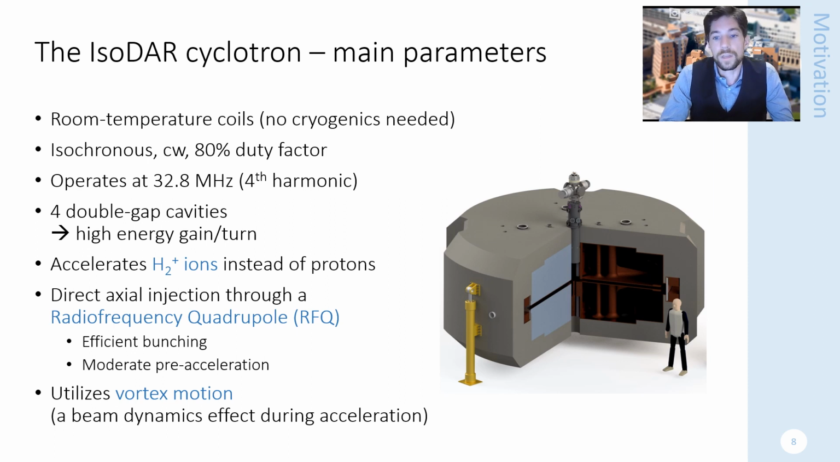There are 3 novelties that we have combined in this machine, and one of them is to accelerate H2+ ions. The other one is to use direct axial injection through an RFQ, a radio frequency quadrupole, that is a very efficient buncher and also moderately pre-accelerates our beam. And then finally, we utilize vortex motion, which is a beam dynamics effect in the cyclotron during acceleration. I will, in this talk, focus on the production of the H2+ ions, but please go ahead and ask me any questions that you might have about the RFQ and the vortex motion later in the Q&A session.